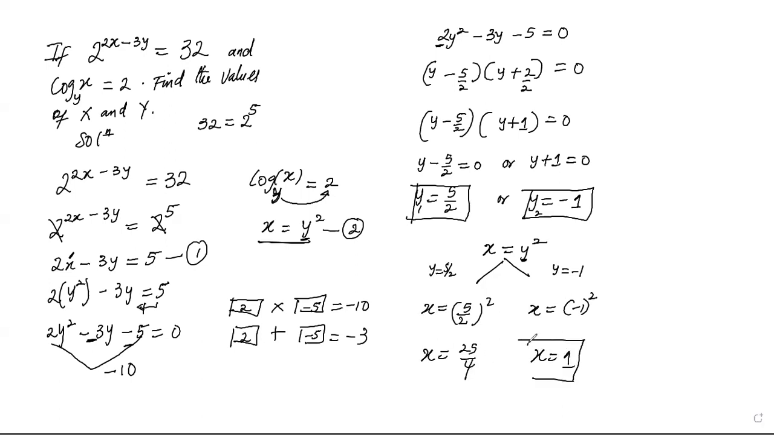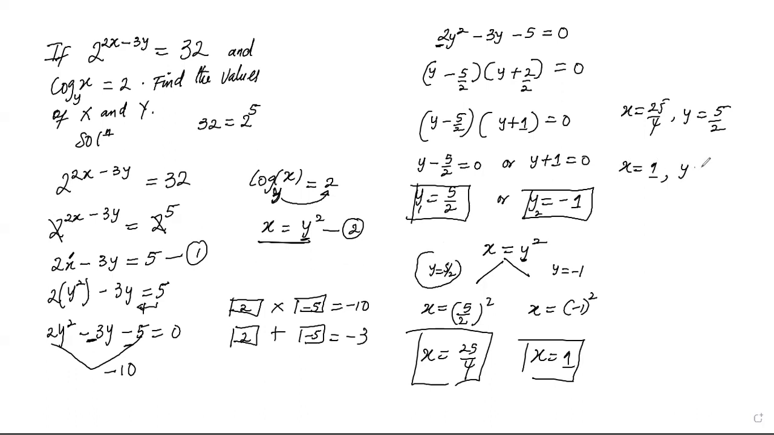So these are the values of x and these are the values of y. We can conclude that when x is equal to 25 over 4, y will be equal to 5 over 2. And the second case is when x is equal to 1, y will be equal to minus 1. So these are all the solutions we have for the equations given to us.